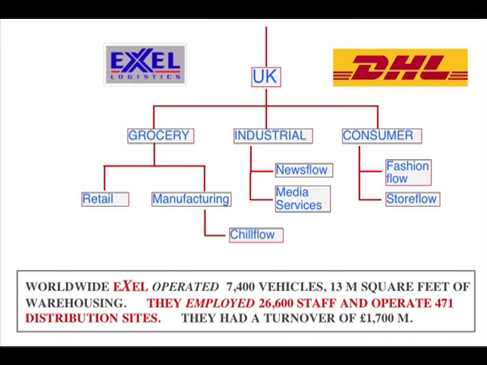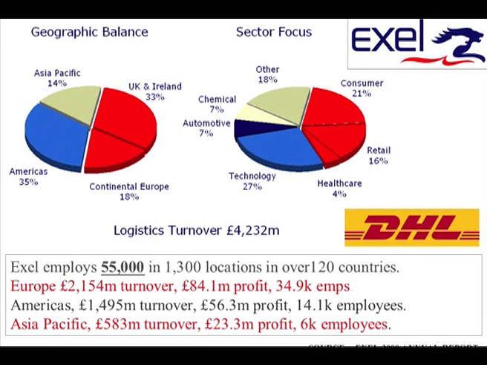In 2000, Exel operated 7,400 vehicles with 13 million square feet of warehousing. They employed 26,600 staff and operated 471 distribution sites. They had a turnover of £1,700 million. A large operation indeed. This shows geographic balance and sector focus for Exel in 2000. Exel employed in 2000 55,000 in 1,300 locations in over 120 countries. Europe: 2,154 million turnover, 84.1 million profit and 34.9 thousand employees, etc. Unfortunately now, as I said, taken over by DHL.